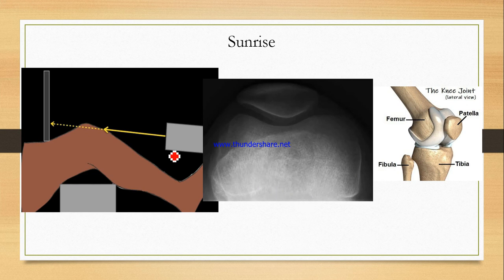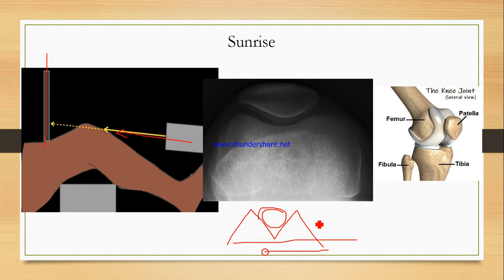Another view is called the sunrise view. Your leg should be folded in this way, your radiographic film should be placed here, and the X-ray should be exposed like this. Now if you see, if this is a hill, the sun is rising from here, so it is something like a sunrise view.